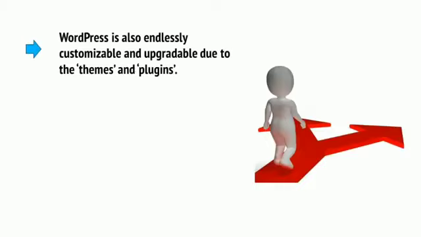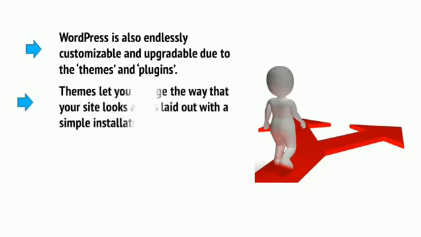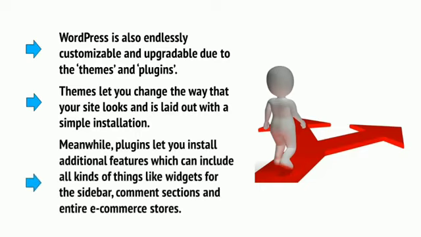WordPress is also endlessly customizable and upgradable due to the themes and plugins. Themes let you change the way that your site looks and is laid out with simple installation. Meanwhile, plugins let you install additional features which can include all kinds of things like widgets for the sidebar, like comment sections, and like entire e-commerce stores.